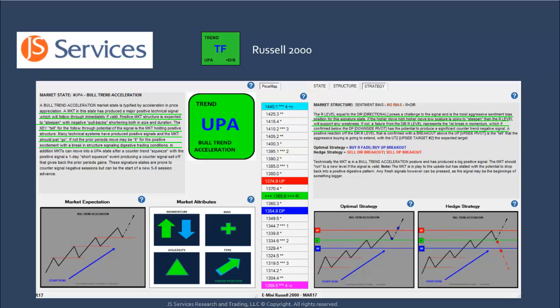Many technical systems have produced positive signals, and the market should just go. If not, the prior period's move may be it for the positive excitement, with a break in structure signaling a digestive trading condition. For the structure bias, the R level equal to the directional poses a challenge to the signal and is the most aggressive sentiment bias position for this signature state. If the higher move high, higher move low posture is going to steepen, the R level will support any weakness. If not, a failure from the directional R level represents the first structure break in momentum, which if confirmed below the downside pivot has the potential to produce a significant counter-trend negative signal.